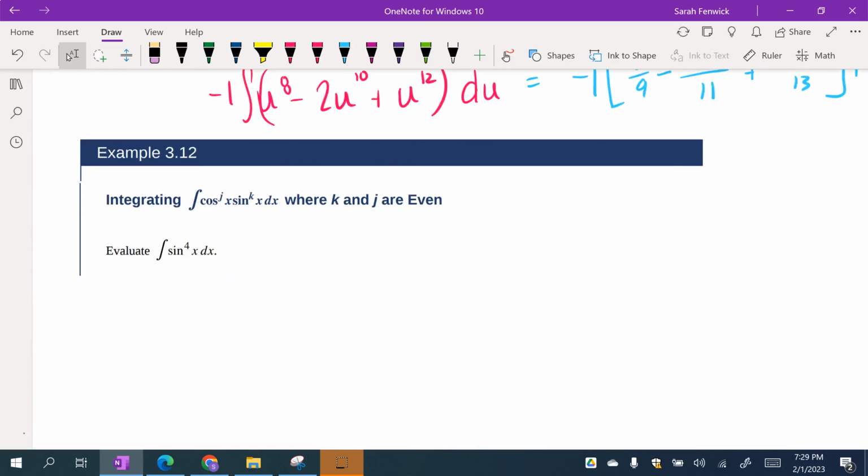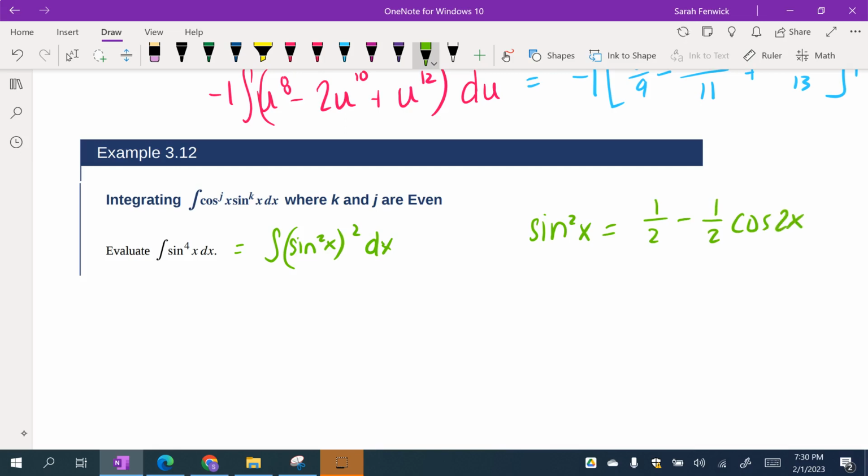All right, same idea, except this time we're talking about k and j both being even. We have the integral of sine to the 4th x, which we're going to rewrite as sine squared x squared dx. We're going to use the same power reducer that we used earlier. Sine squared x equals 1/2 minus 1/2 cosine 2x. So we're going to have the integral of 1/2 minus 1/2 cosine 2x squared dx. We have to expand or multiply this 1/2 minus 1/2 cosine 2x times itself.